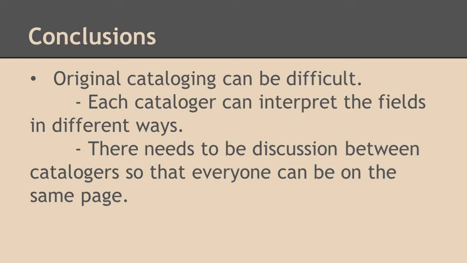The first conclusion we reached was that original cataloging can be extremely difficult. Each cataloger can interpret the fields in different ways, so that makes it hard for 4 people to come to one consensus. And there needs to be discussion between catalogers so that everyone can be on the same page. If we all have the same definitions of the fields, it's easier for us to all come to one agreement on how something should be cataloged.